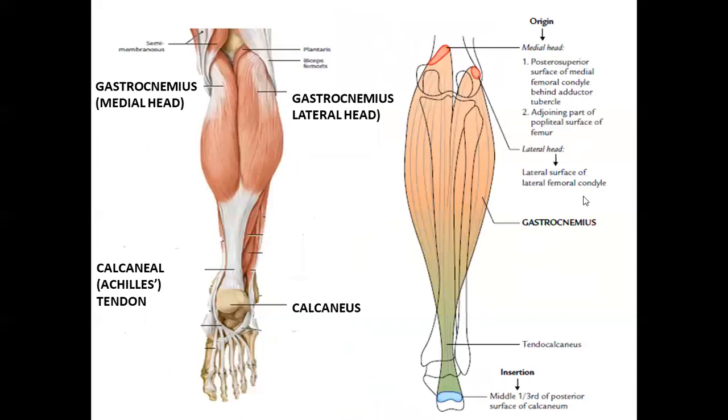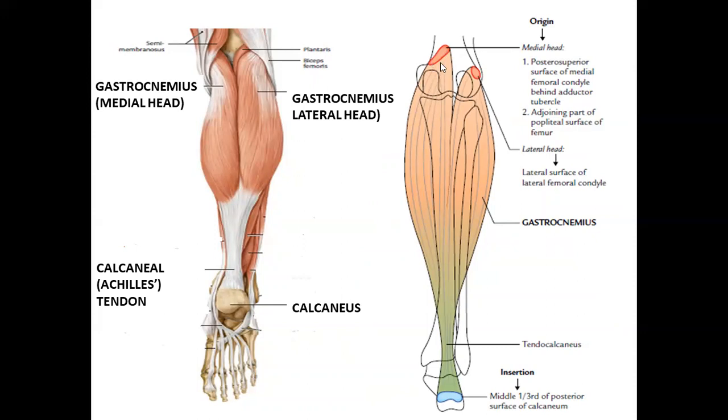Now, coming to the muscles in detail, the origin. The gastrocnemius muscle is the largest and most superficial muscle of the posterior compartment of the leg. It has two heads, a medial head and a lateral head. The medial head is large and arises by a broad, flat tendon, as you can see here. It arises from the posterior superior surface of the medial femoral condyle behind the adductor tubercle.